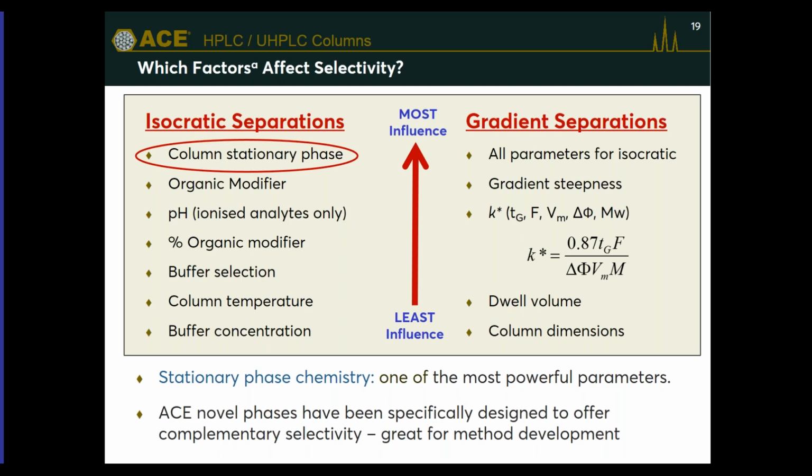You can see on the slide now, we've got isocratic separations on the left, and these parameters are in a list format. The parameters at the top of that list, the column stationary phase, the organic modifier, and the pH, have much more of an impact on selectivity than the parameters at the bottom. On the right-hand side of the slide, we have gradient separations, and you can see that we have some additional parameters that can affect selectivity there too. Now, for this particular talk, I'm going to focus on column stationary phase and how the chemistry of your column, or more accurately, the mechanisms of interaction, can help you maximize selectivity and develop your methods faster.